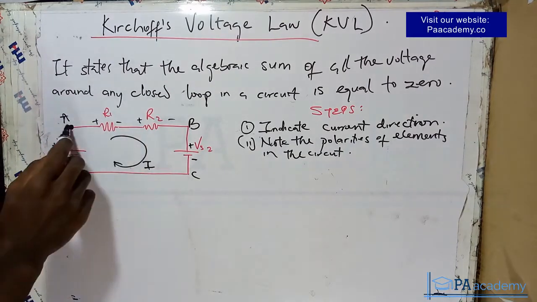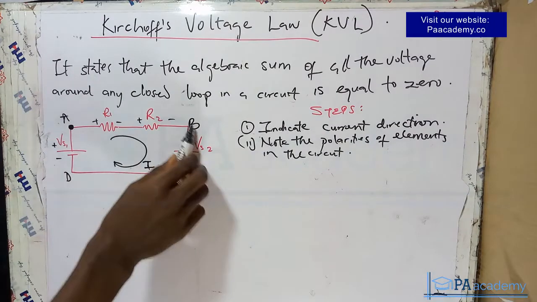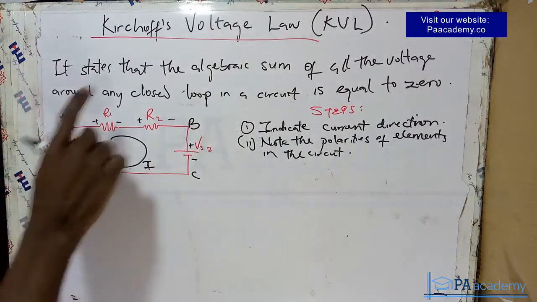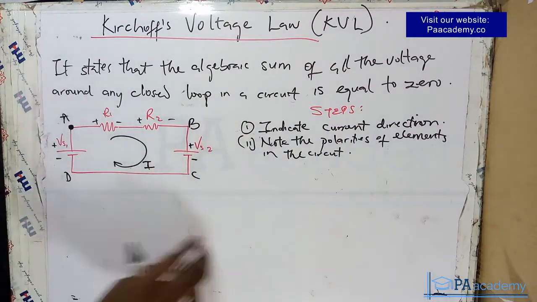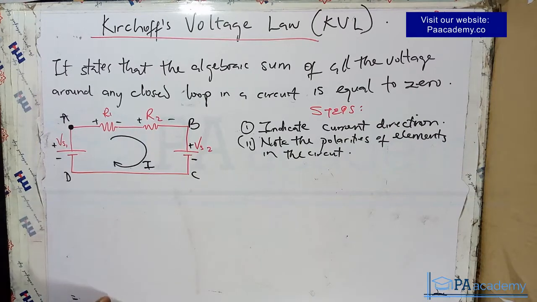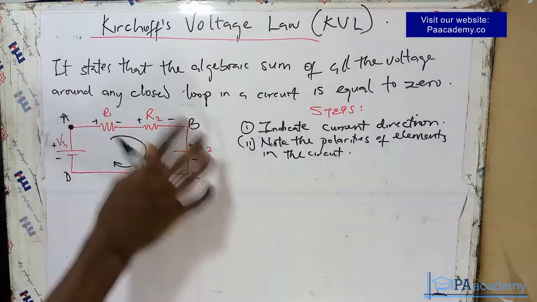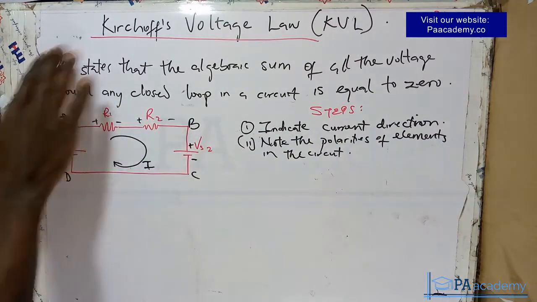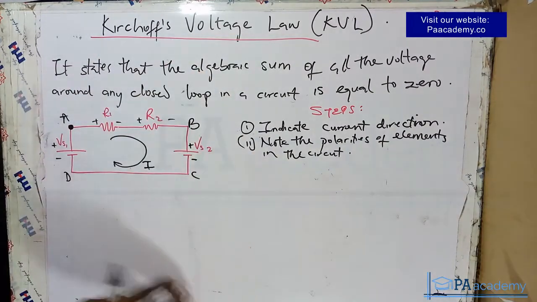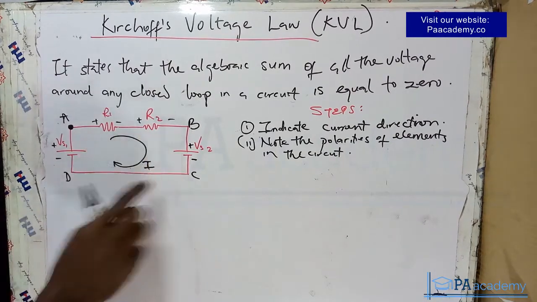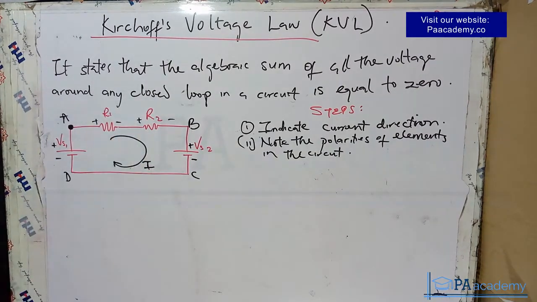Now starting from A, by the time we add the algebraic sum, we are going to equate it to 0. Doing this under Kirchhoff Voltage Law will help us in calculating the exact value of the current that is flowing in this circuit. That's one of the concepts of Kirchhoff Voltage Law. It will allow us to calculate the current that is flowing in this particular circuit.